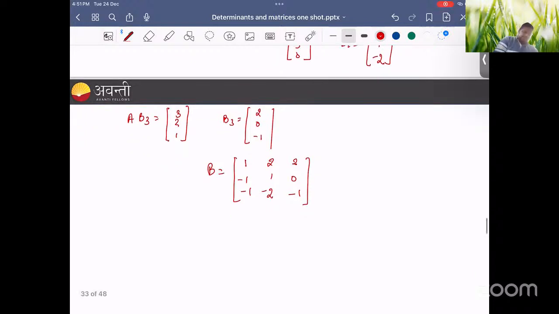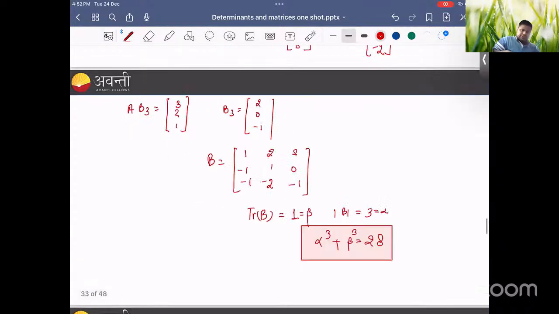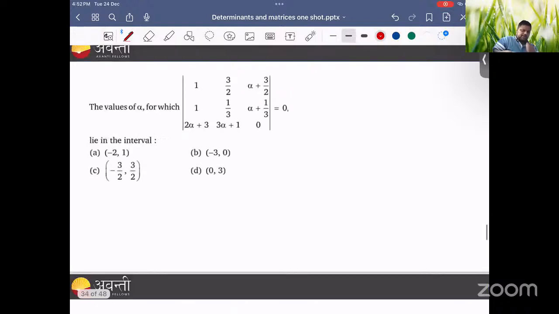Now the trace of B, that is the sum of the diagonal entries of B, is 1. And the determinant of B will come 3. This is your alpha and this is your beta. Now they are asking for alpha cube plus beta cube, and that will be 28. Yes. Now, this was easy. Go with this question.